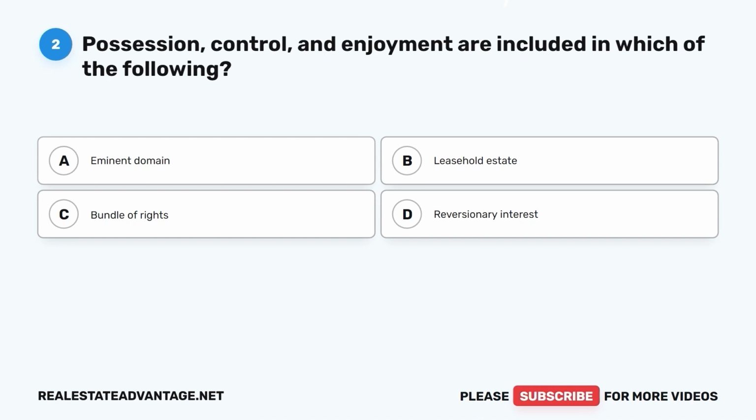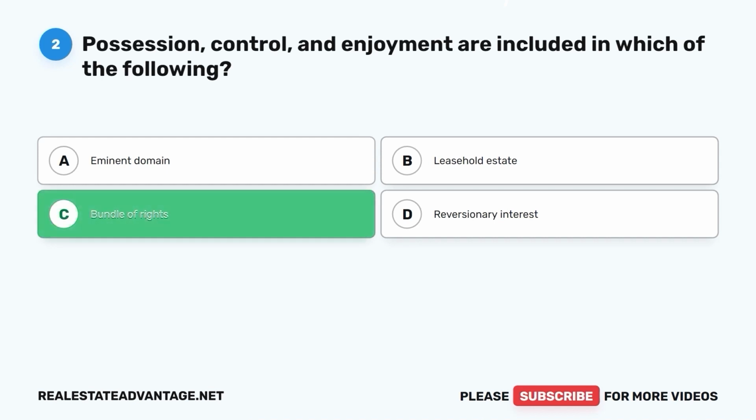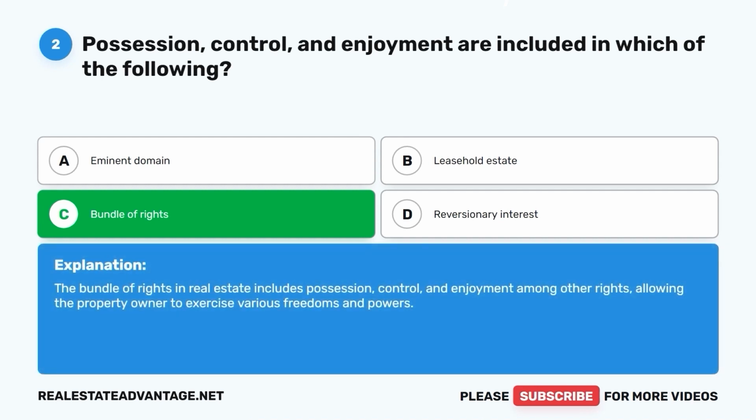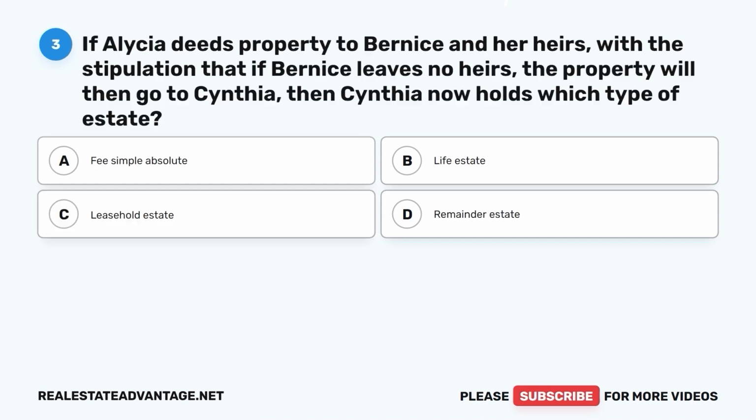Question 2. Possession, control, and enjoyment are included in which of the following? A. Eminent domain. B. Leasehold estate. C. Bundle of rights. D. Reversionary interest. The correct answer is C. Bundle of rights. The bundle of rights in real estate includes possession, control, and enjoyment among other rights, allowing the property owner to exercise various freedoms and powers.